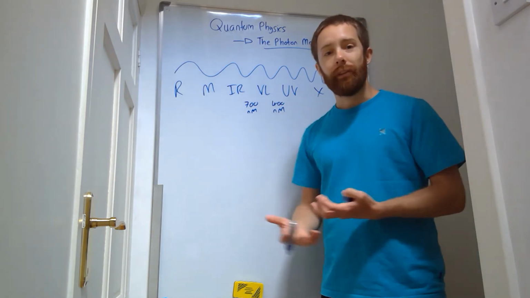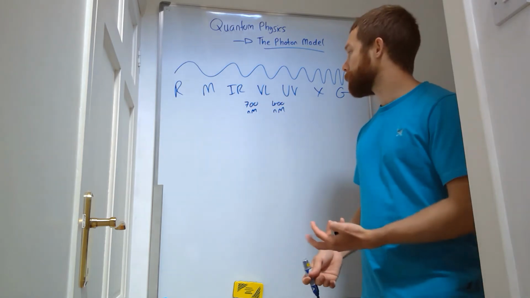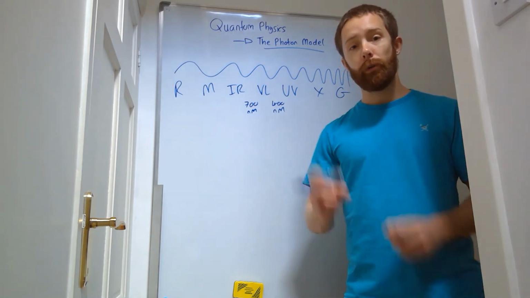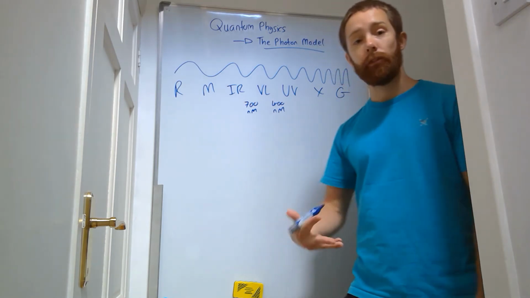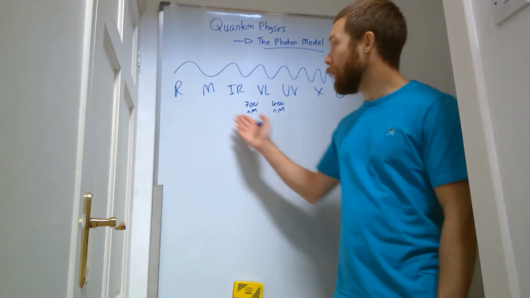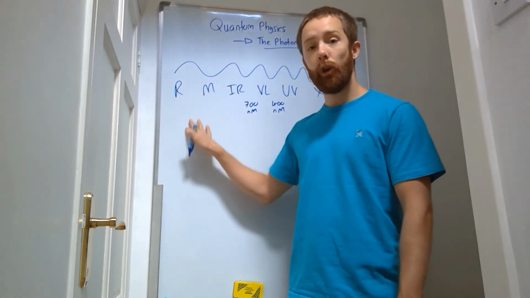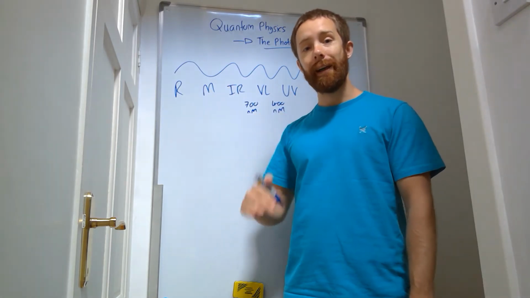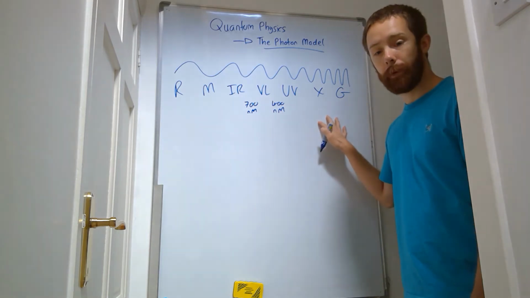But this is all, like we said, talking about waves. This is all talking about wavelength and frequency and things like that. When we're talking about the photon model, we want to talk about individual particles of light that have a certain amount of energy. And we would say that an individual light photon over here somewhere would have a far lower energy than an individual light photon over here somewhere.